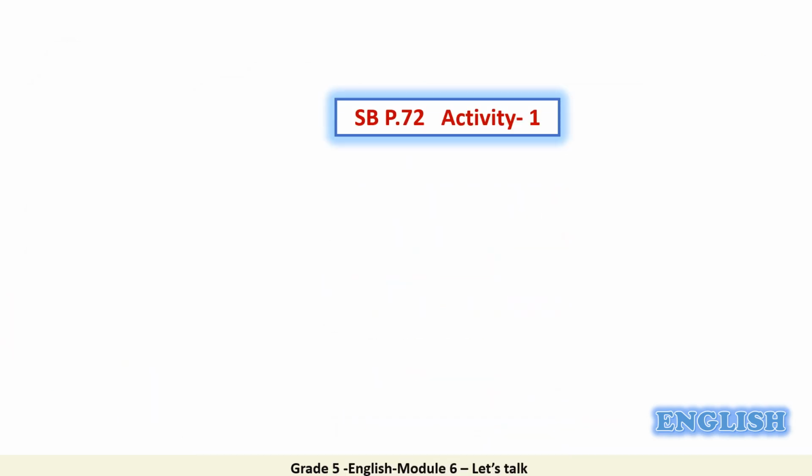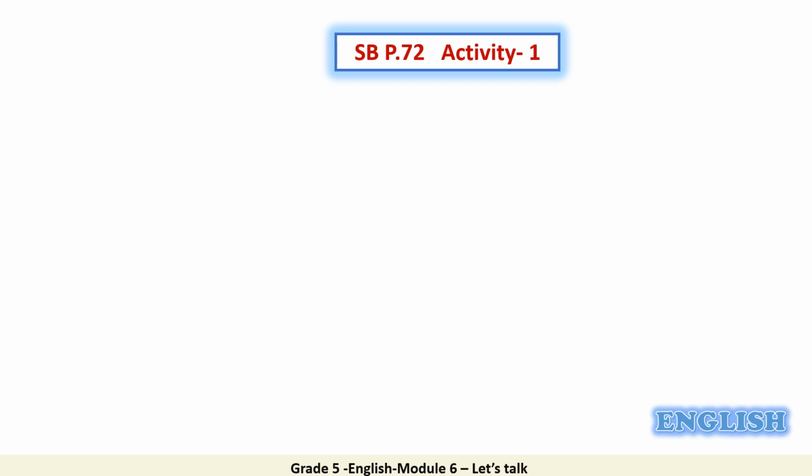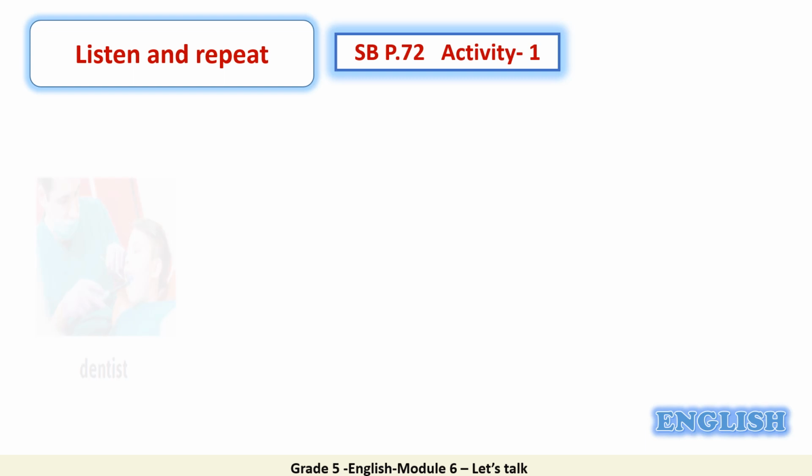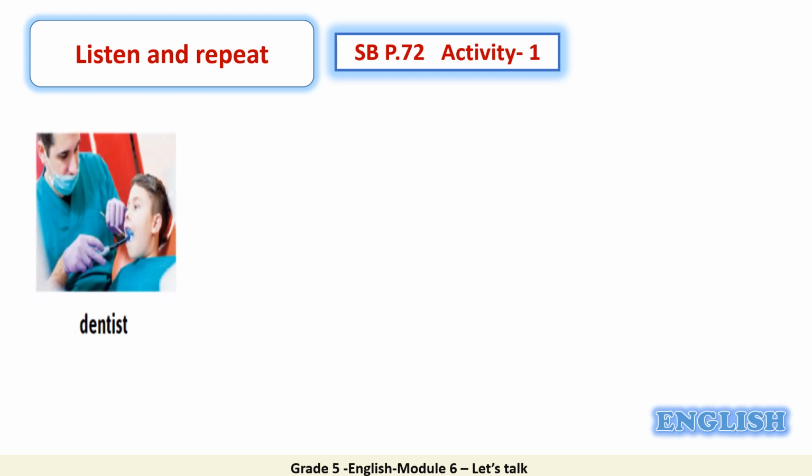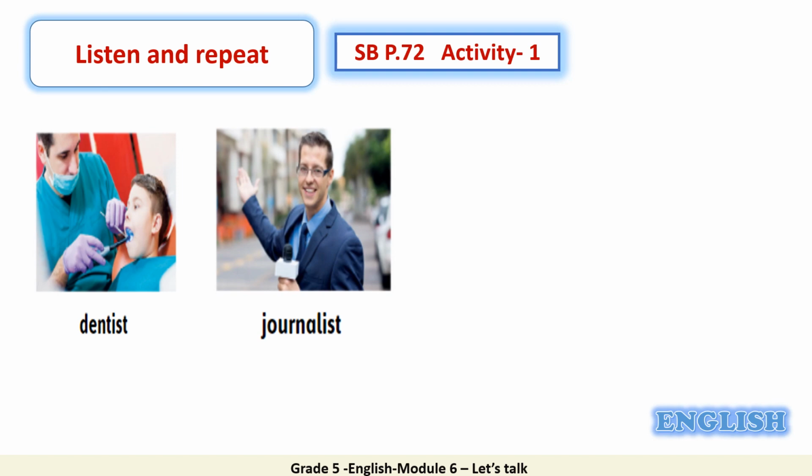Now, open your student's book, page 72, activity number 1. Listen and repeat. Module 6. Let's talk. 1. Vocabulary. Dentist. Journalist. Information. Result.